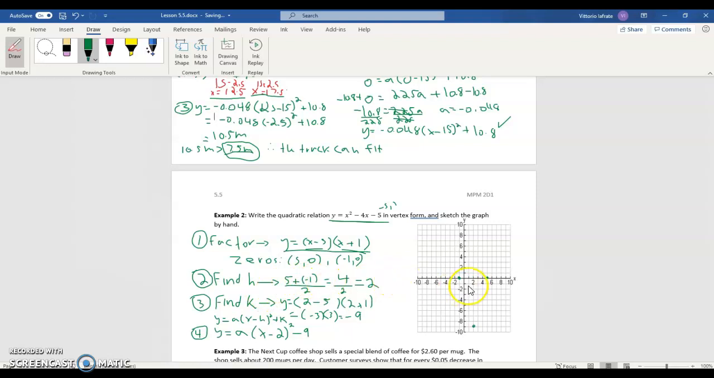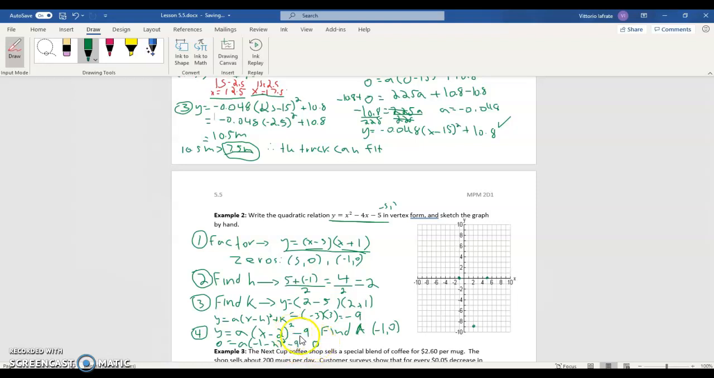So for one of the zeros that I have, I could use -1, 0. So I'm going to plug that point in to find a. Using -1, 0, and so 0 is equal to a times (-1 minus 2) squared minus 9. I'm going to continue the work here.